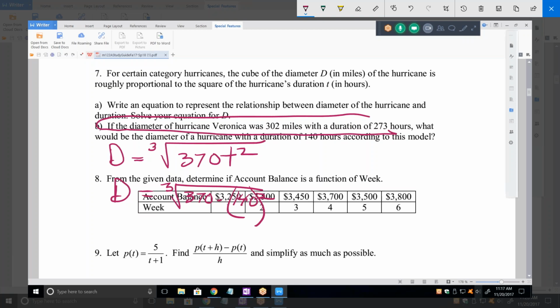Is it going to be greater than or less than 302 miles, without doing the math? Less than? Yeah. In other words, bigger diameters go with bigger durations, and this duration is only 140 hours. That's about half of the previous one. So I can't say the diameter is half, but I do know that it's smaller. And it's not half, because one is the cube and the other is the square. So it's not a linear relationship.